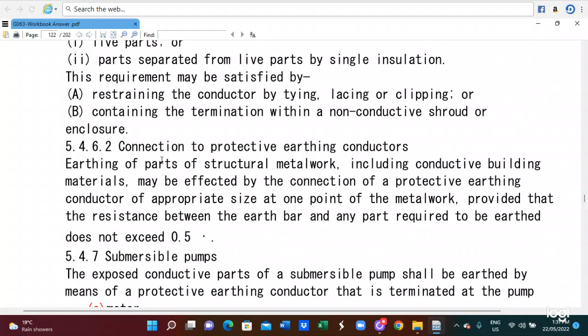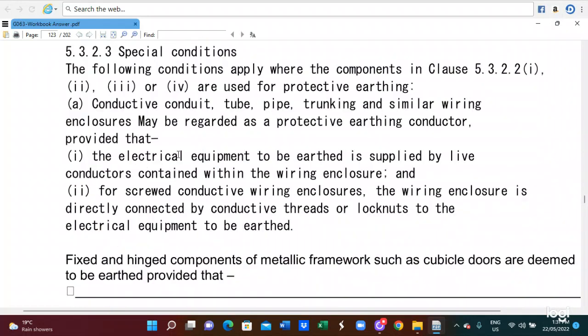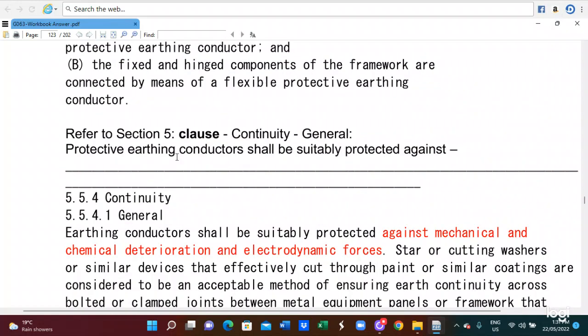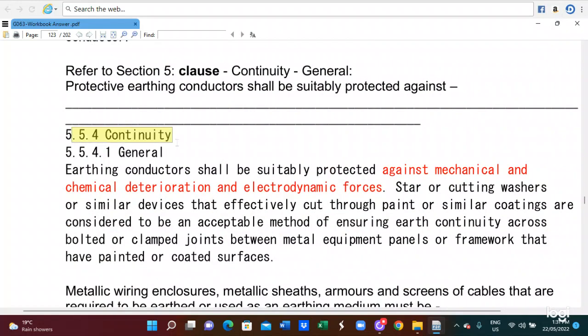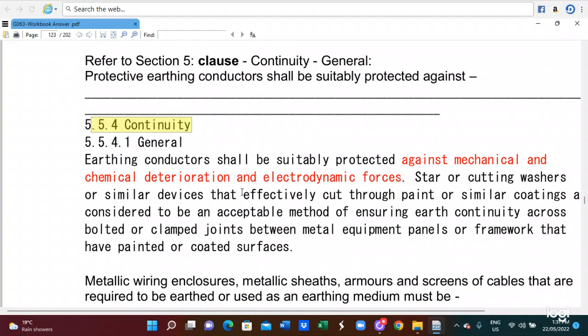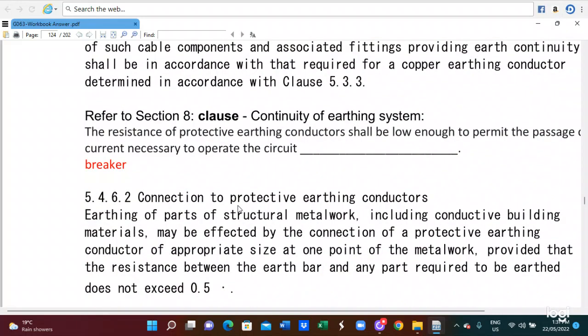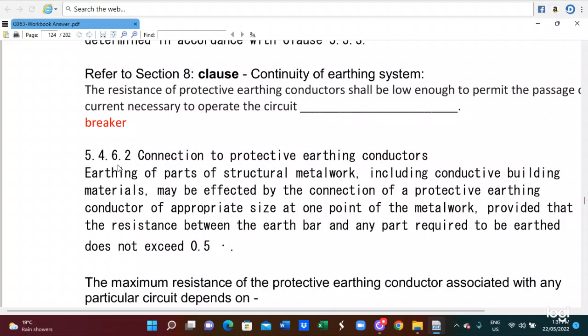And also the 5.4.6.2 connection to protect this earthing conductor. 5.4.7 is a submersible pump. 5.3.2.3 special condition, you can read it. And 5.5.4 is a continuity. So this is the earthing conductor sharing suitable leaf that protects against the mechanical and chemical deterioration and electrostatic process. So this is about a continuity system. And connection to the protected earthing conductor, you have to refer to the cross 5.4.6.2.